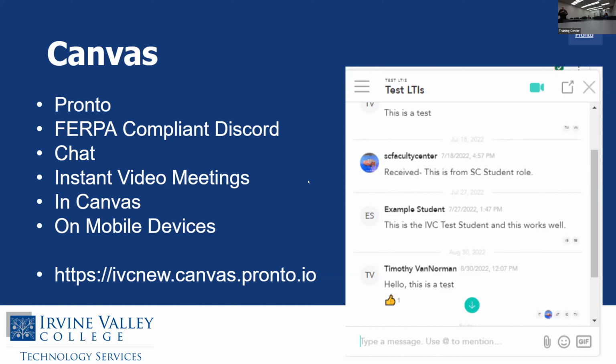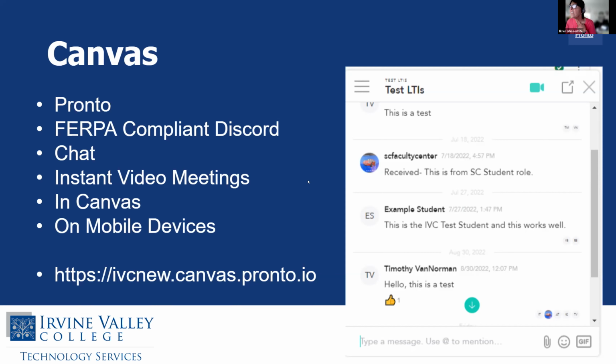So it's built into Canvas. It's on your mobile device, or can be on your mobile device. But what you do is, once your class has been published, that is the key, you must have a published class, then you go into the link that's there at the bottom, ivc.new.canvas.pronto.io.